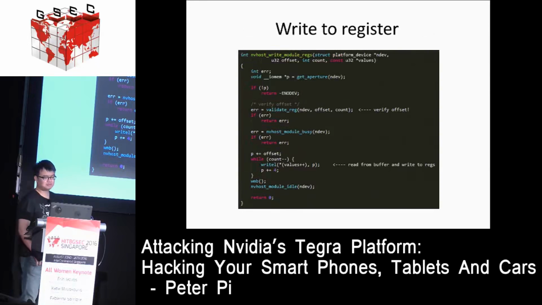This is the function write to register. The execution flow is this. First, validate reg to validate the input offset and the byte count to write. If the offset and the count are validated, then write the values to the register. The values are from the kmalloc buffer.